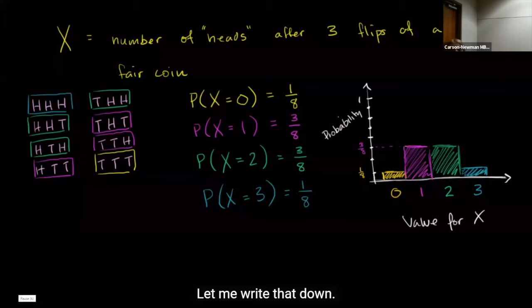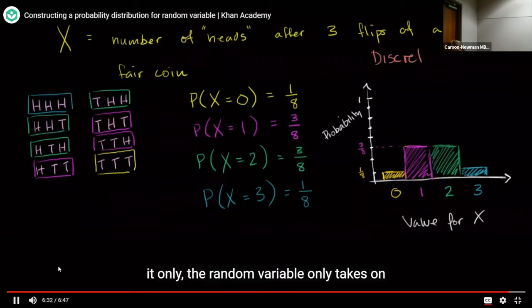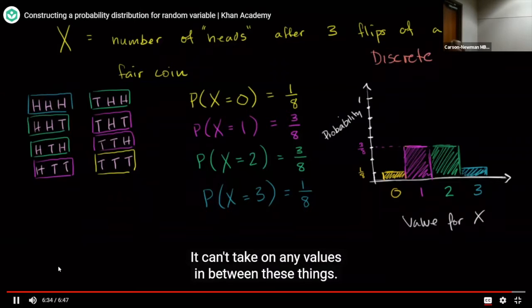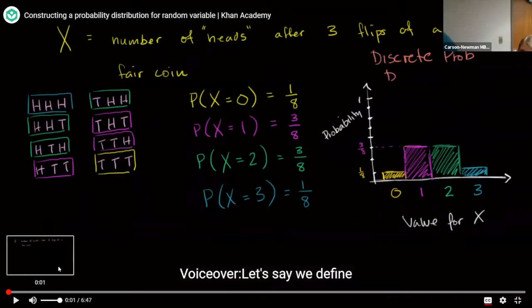Let me write that down. So what we've just constructed is a discrete probability distribution. The random variable only takes on discrete values. It can't take on any value in between these things.